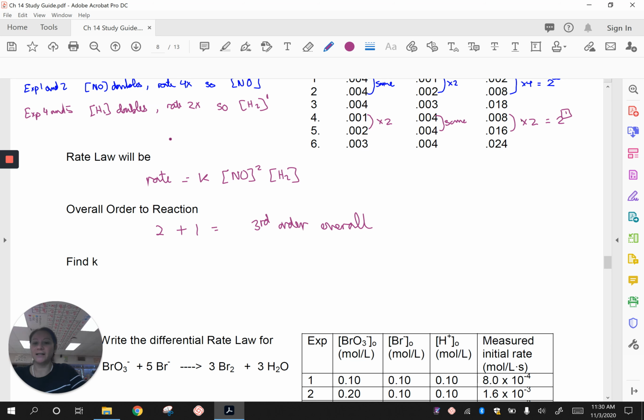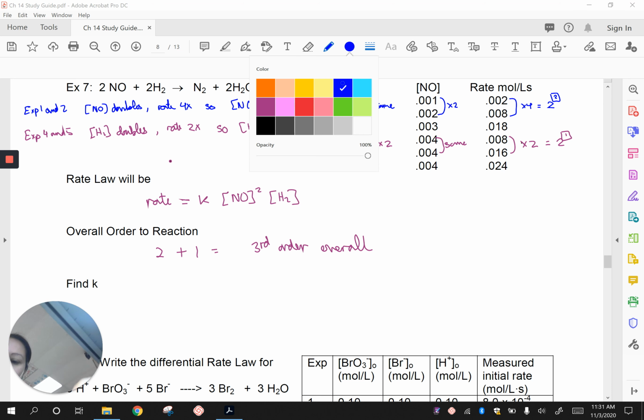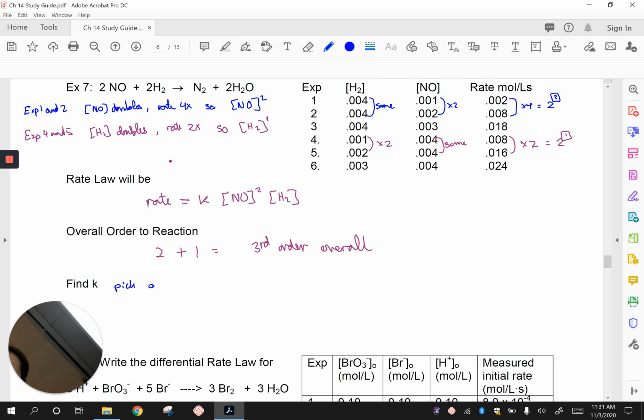Lastly here, it's asking me to find K. See how K is a constant in my equation here? Well, what is that K equal to here? Sometimes they'll tell you to find K in a certain experiment. Sometimes they'll just give you the option, so you can really pick any experiment. Pick any of the experiments since they don't tell you which one to use. So let's pick experiment 3. So this one right here.